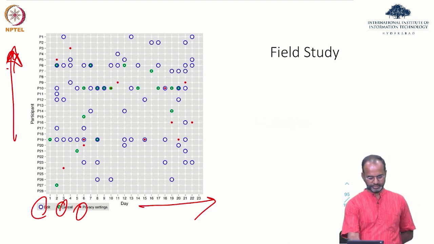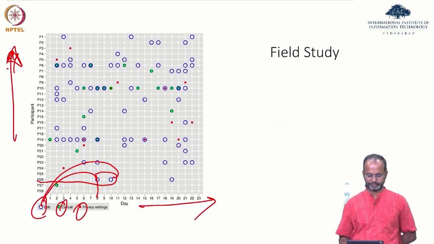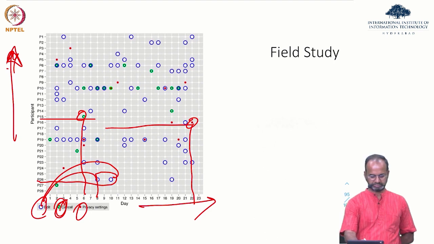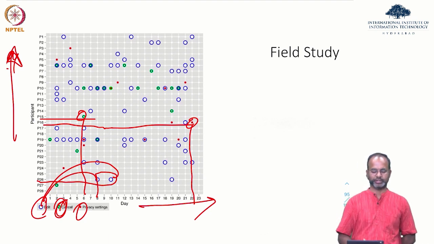So let's take some users. This is user 26 on day 8, edited the post. On day 10, again edited the post. Let's take user 15. On day 6, canceled the post. Let's take some only red here. Participant 16 just went and changed the privacy setting. I'm sure you can go through it well.